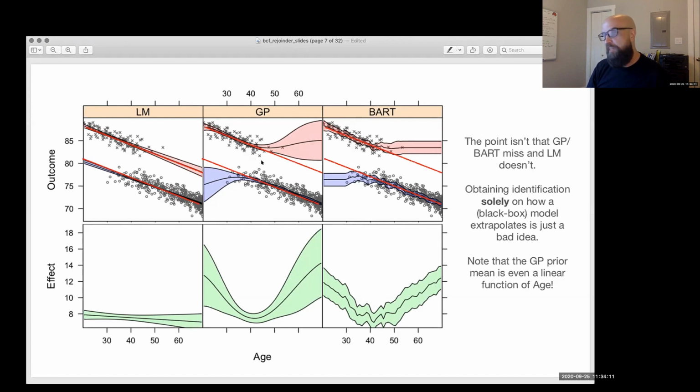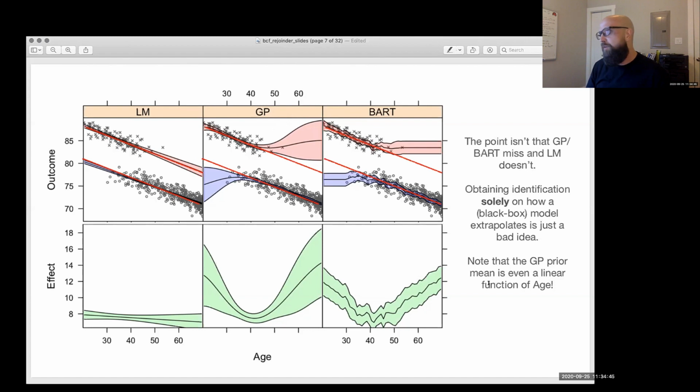The Gaussian process, once we get past the areas where we have data, the intervals are large, but they don't capture the truth, right? So there's some question of whether the Gaussian process is not also overconfident. I think it is. And then, of course, BART misses as well, right? Because they're extrapolating in different ways, but neither one is extrapolating in the correct way, okay? So I just think that obtaining identification solely on how a black box model is going to extrapolate is just a bad idea. You're going to be right when you're right, you're going to be wrong when you're not, and there's just nothing you can do about it.